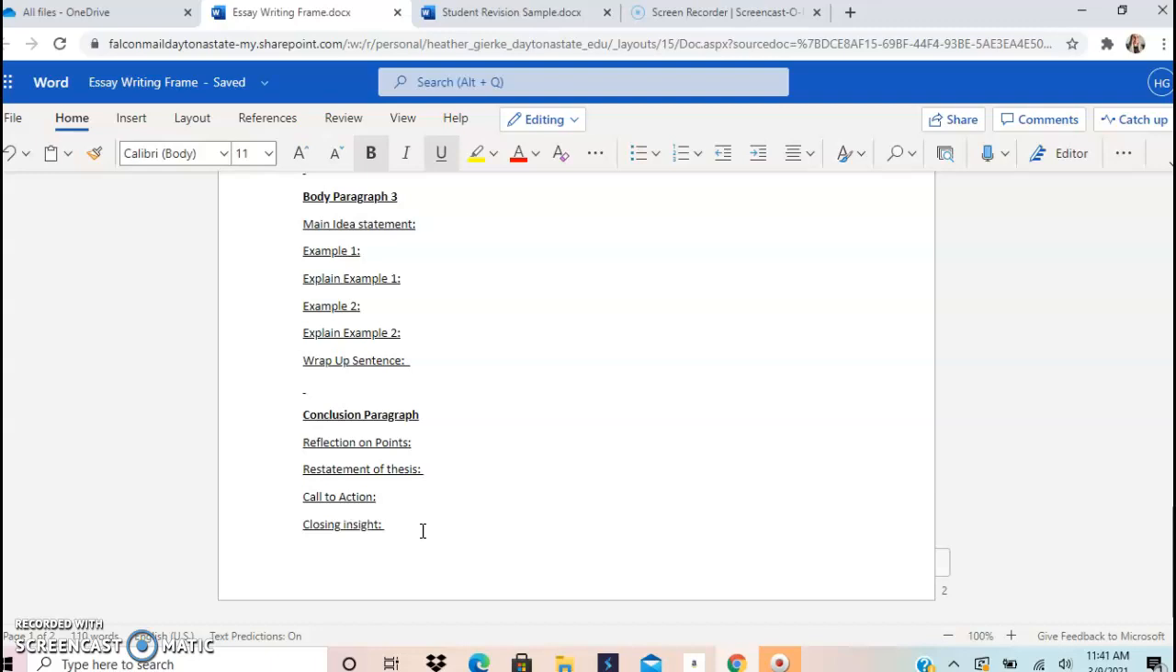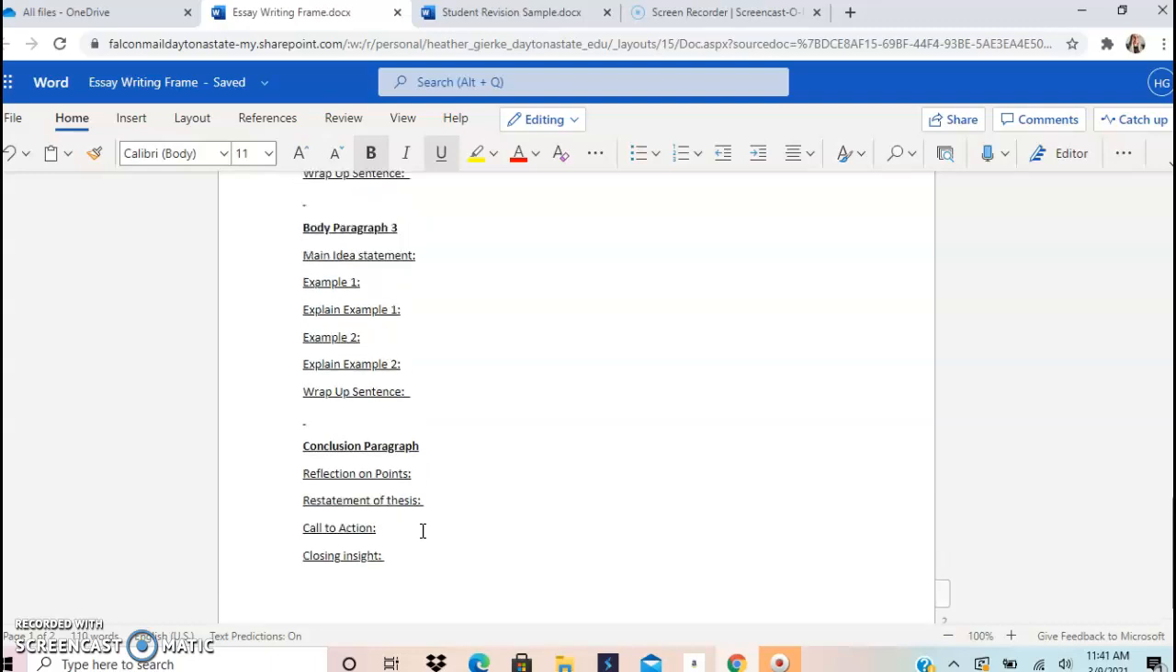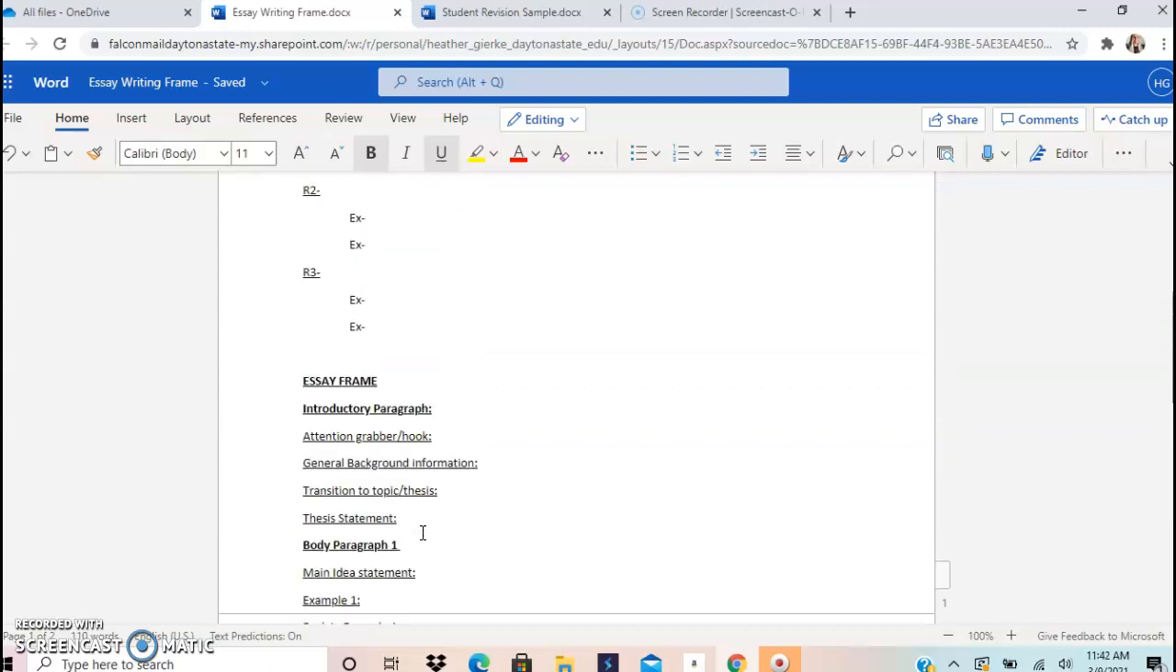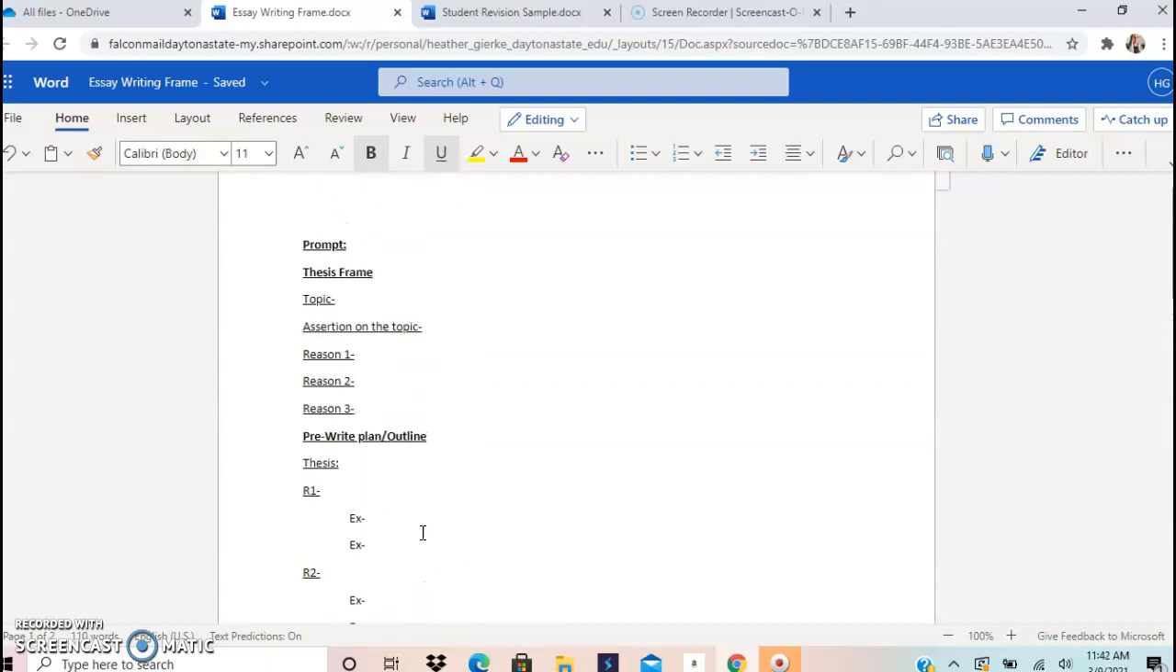All right. So these are some components for a strong essay here. This essay writing frame can be helpful. Again, it is just a frame. It's just a tool to help you get going. You don't absolutely have to use this, but it is a helpful tool.